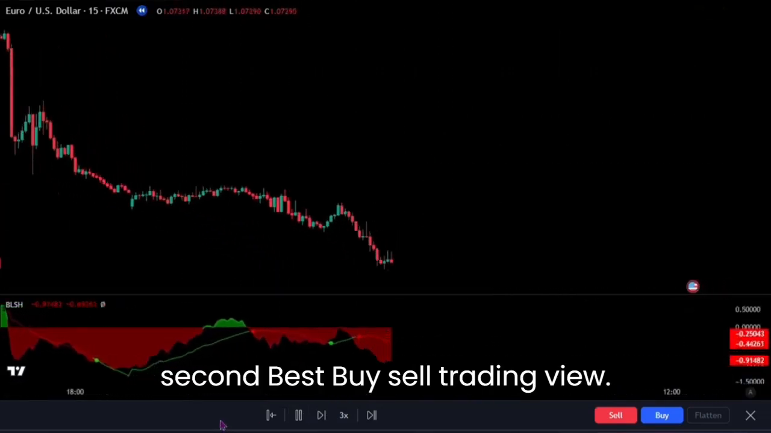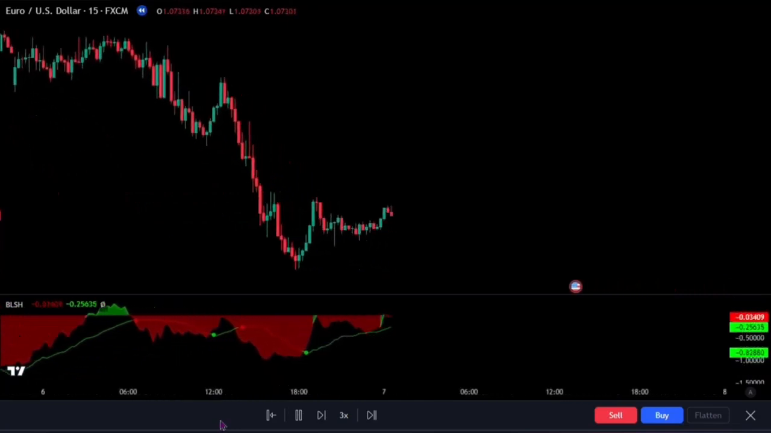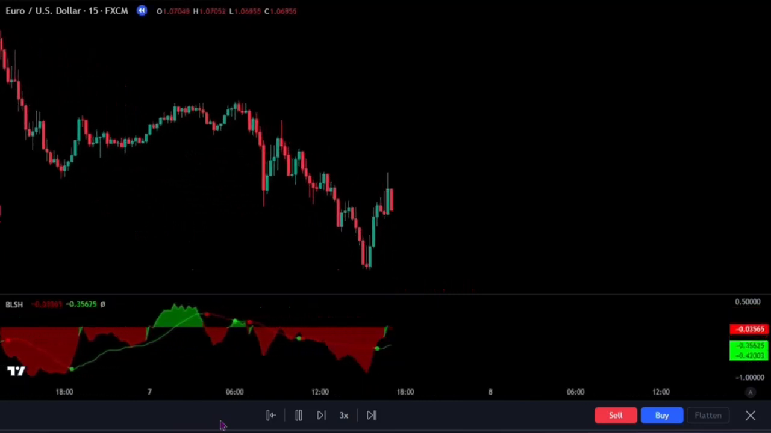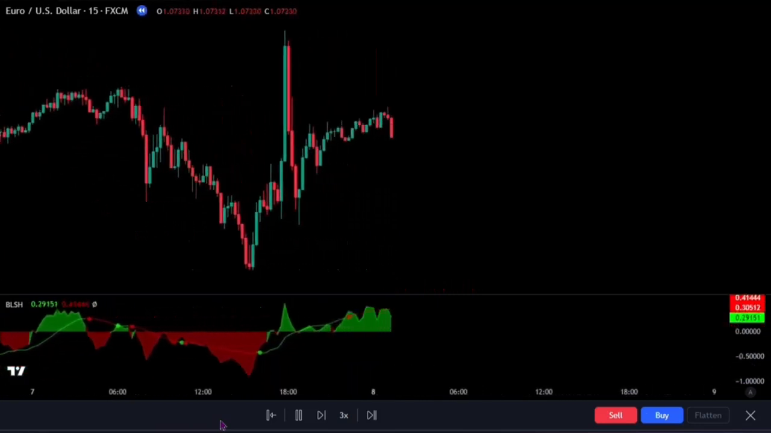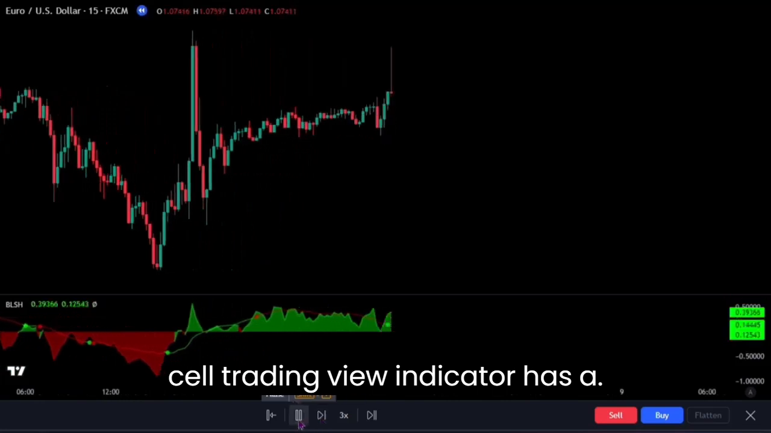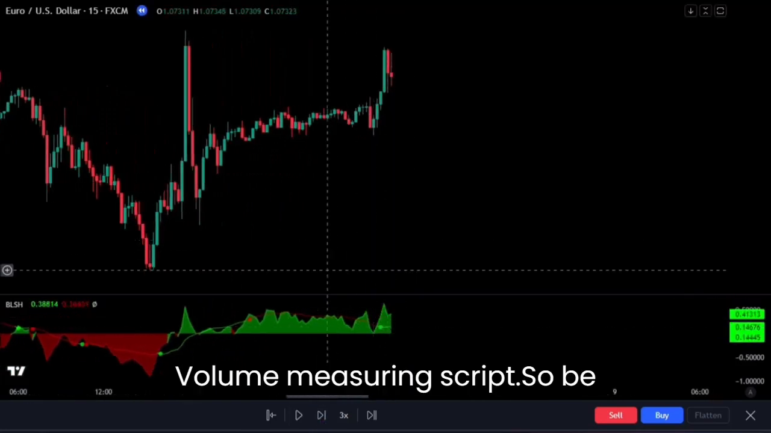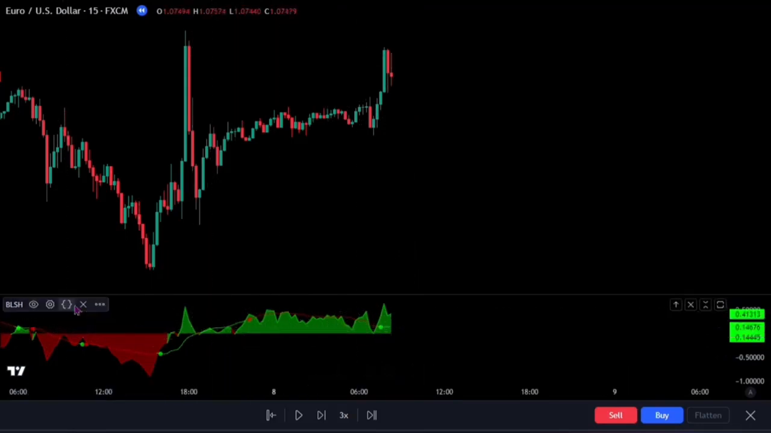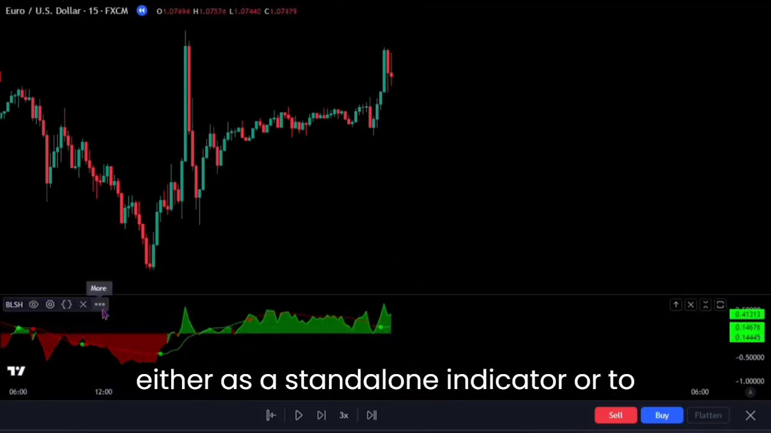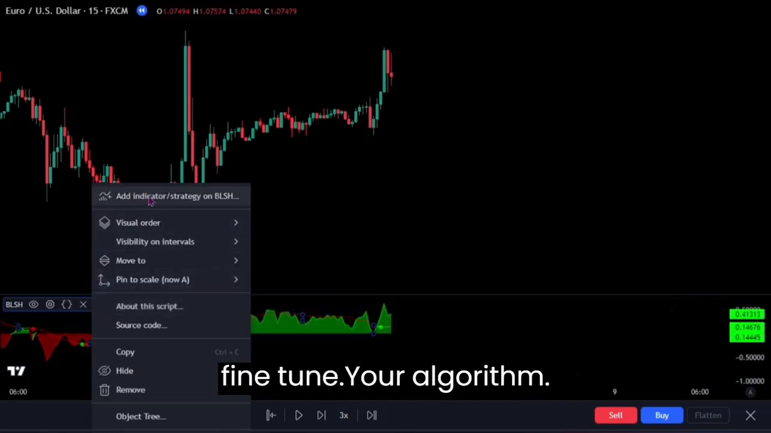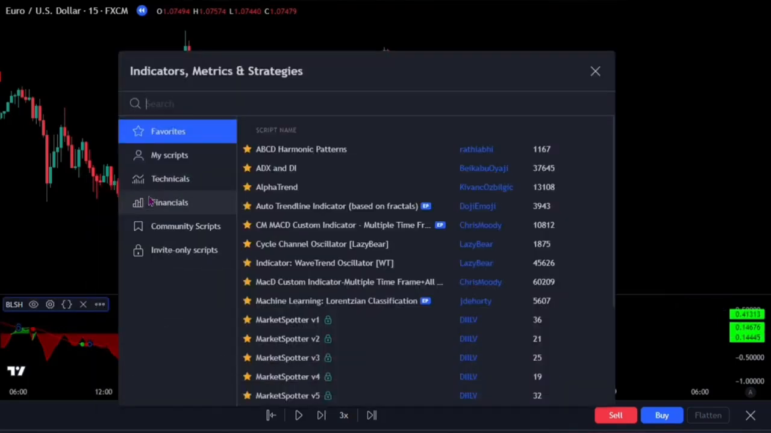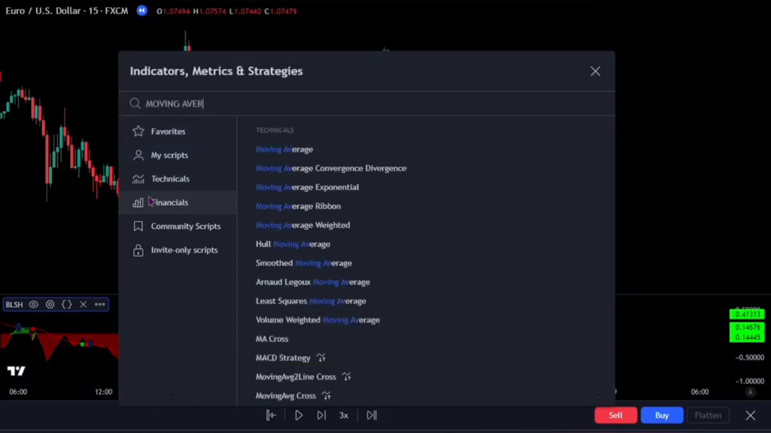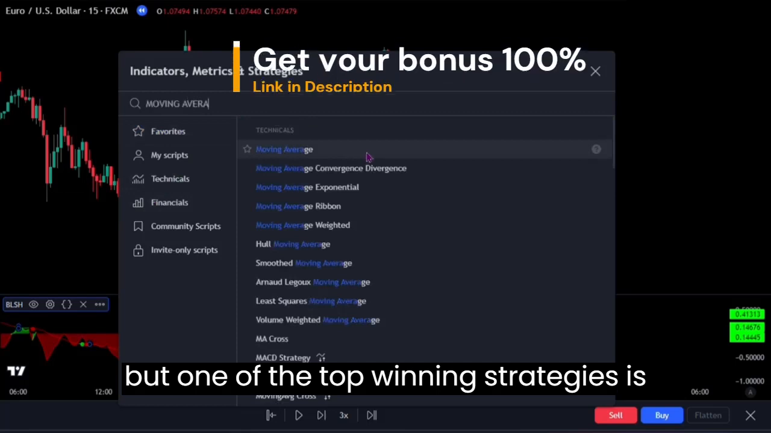Now for the second best buy-sell TradingView indicator, search for the Buy Low Sell High Composite. This one right here by Zach MCC. This buy-sell TradingView indicator has a volume measuring script. So be rest assured that you will be making a lot of profit using this indicator either as a standalone indicator or to fine-tune your algorithm. There are many ways to apply this indicator to become profitable, but one of the top winning strategies is this.